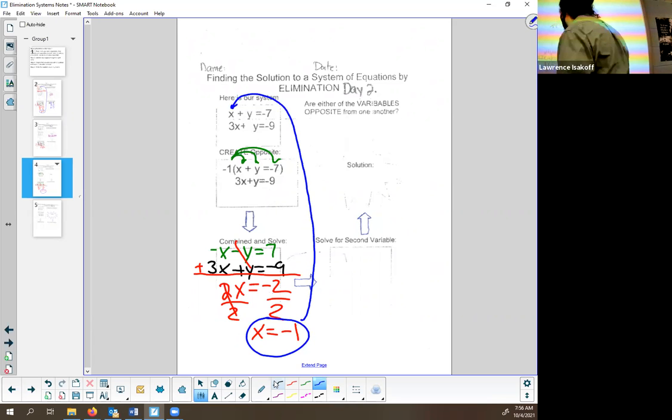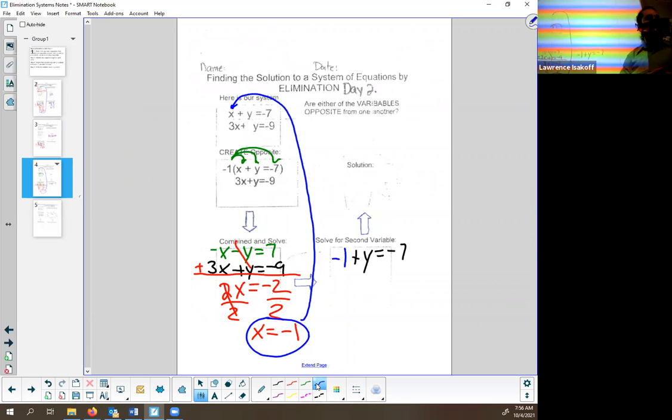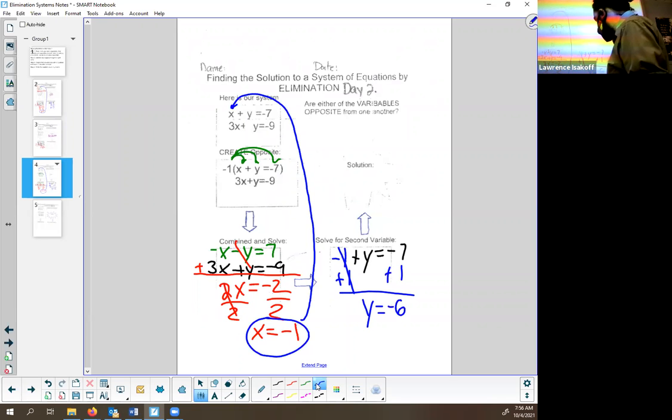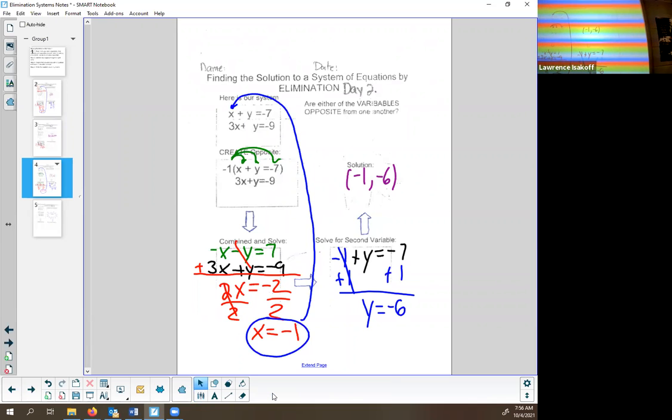So I'm going to plug that in here for x. So that's going to give me -1 plus y is equal to -7. What do I need to do to get rid of the -1? Yep. That gives me y equals -6. So my solution will be -1, comma, -6. And we'll look at that graph together in just a moment. So we'll see these two lines cross at the point -1, comma, -6.